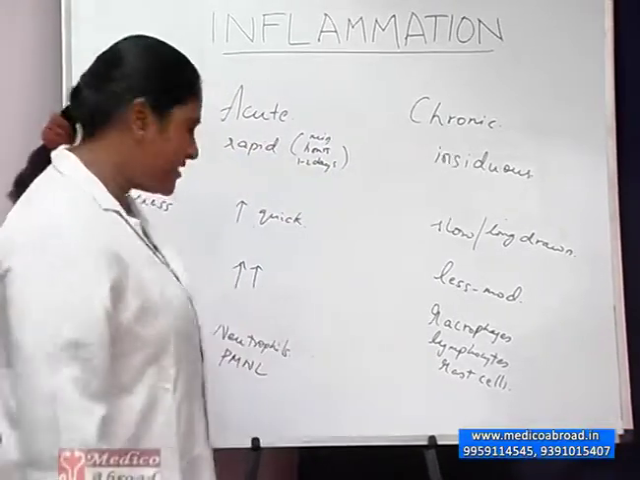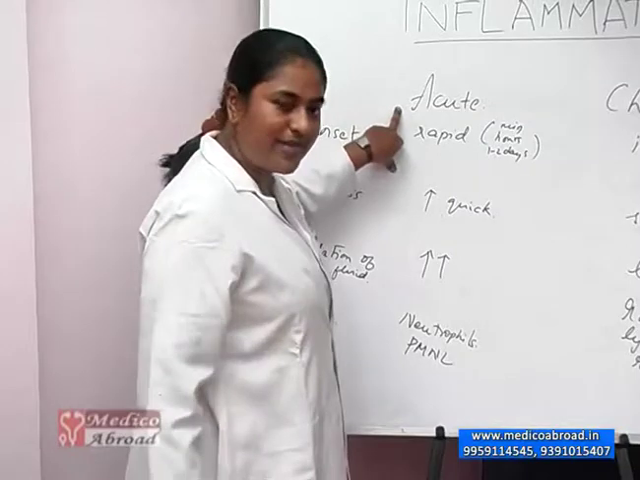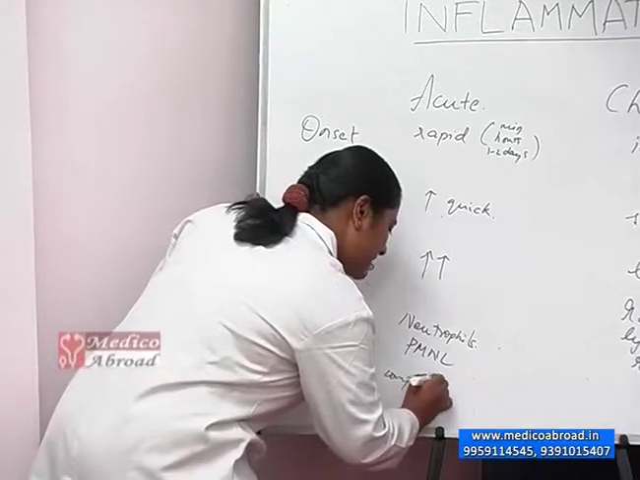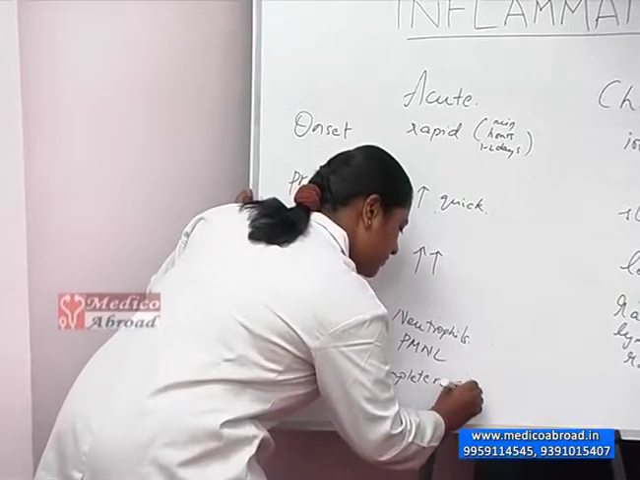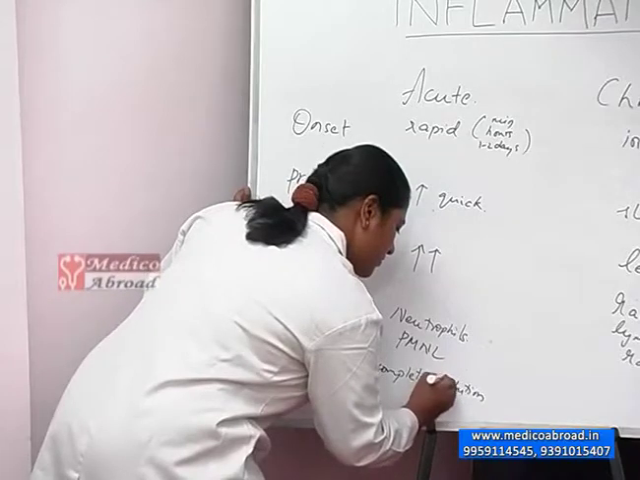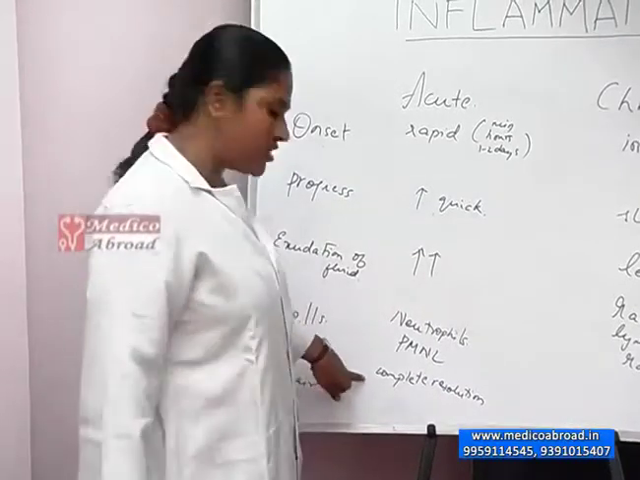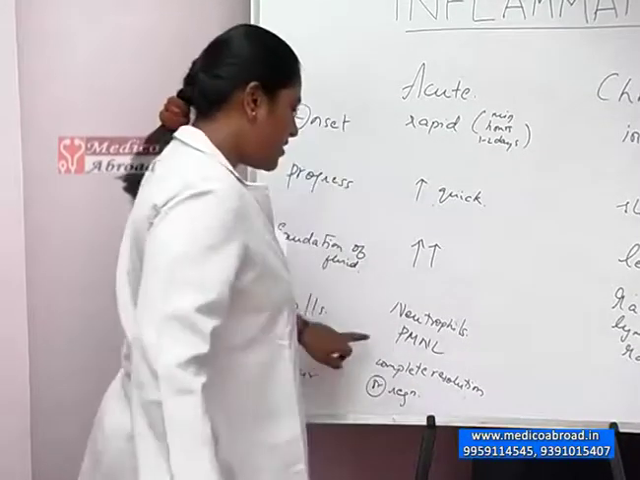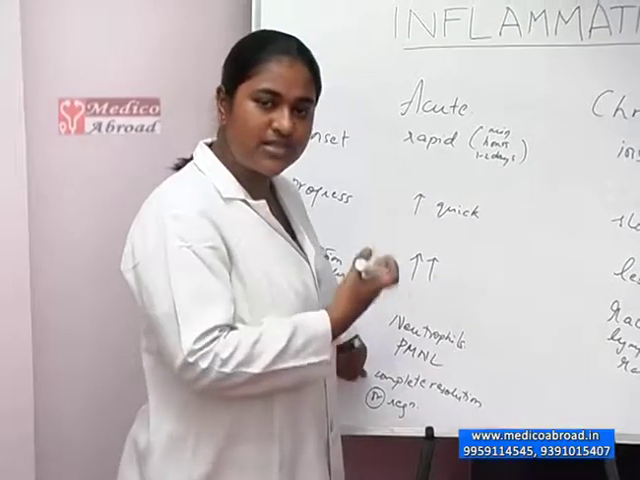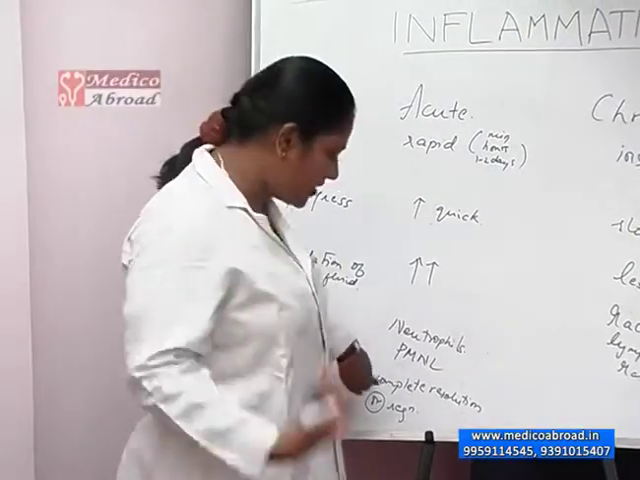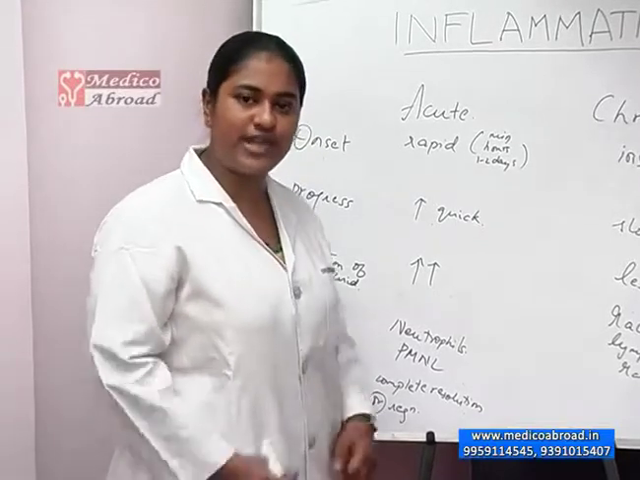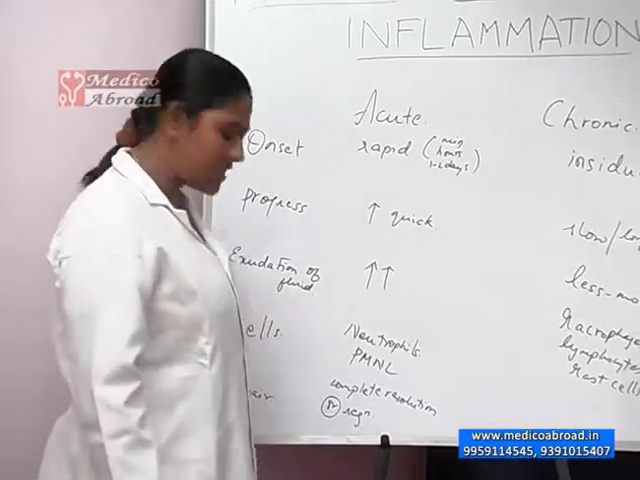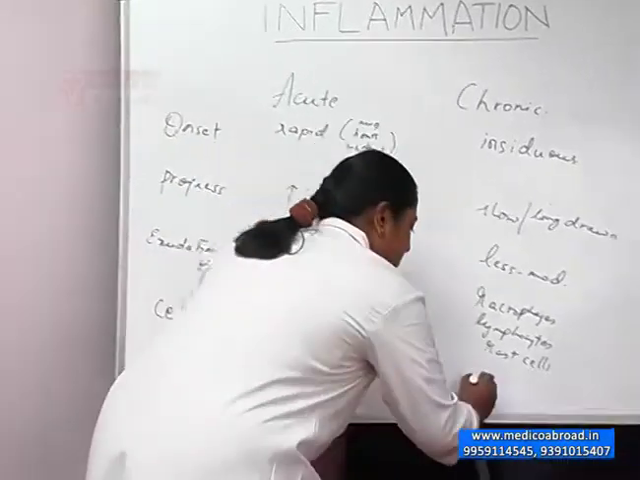The last point is repair. In acute inflammation, the repair is either a complete resolution or regeneration. A complete resolution which makes the tissue go back to its normal structure, or regeneration of the native parenchymal cells. In chronic inflammation, almost always the repair is by fibrosis.